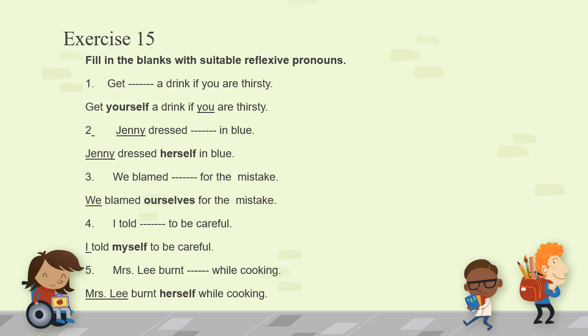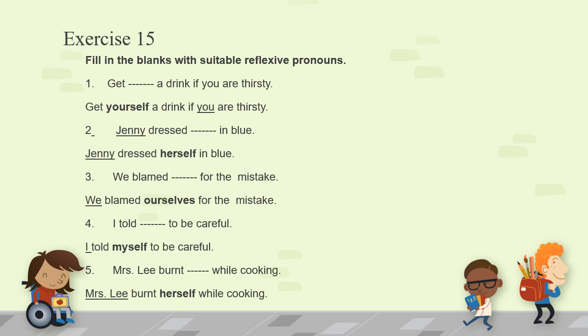Number 2, Jenny dressed dash in blue. Jenny is a girl. So for Jenny, the reflexive pronoun would be herself. Jenny dressed herself in blue. Number 3, we blamed dash for the mistake. We is the subject of the sentence. So according to the subject, the reflexive pronoun would be ourselves. We blamed ourselves for the mistake.